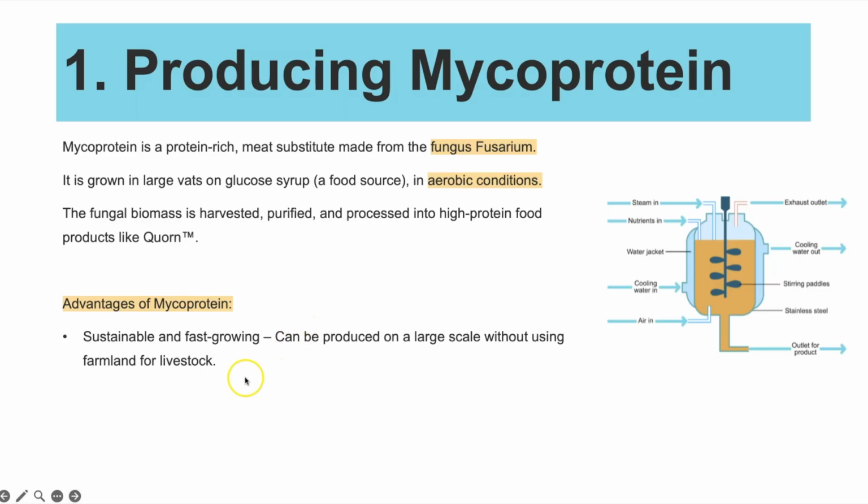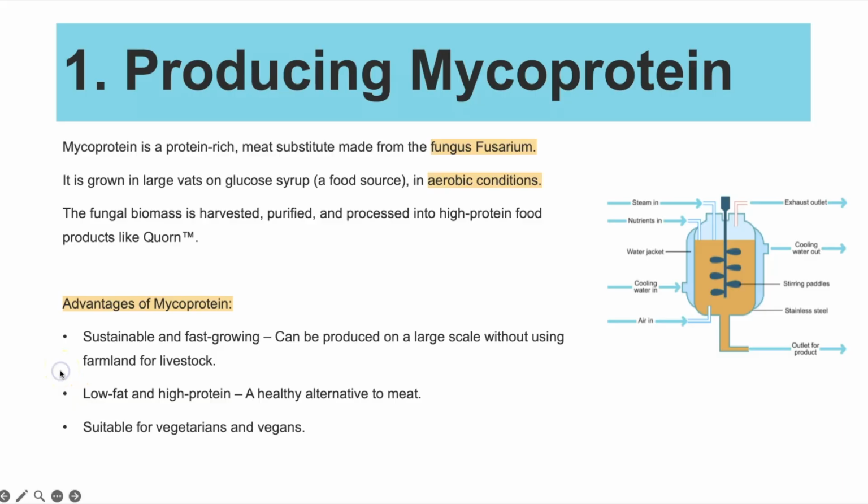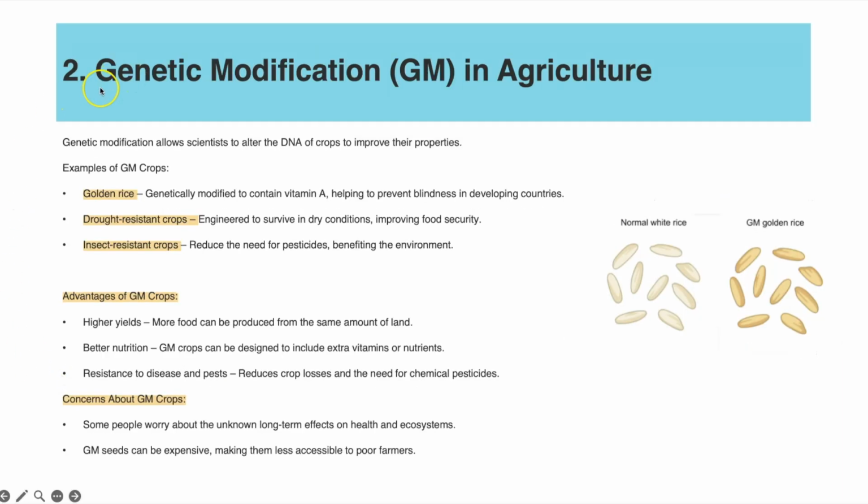So the advantage of it is it's a sustainable way to grow food and it's very quick to make. It's actually very low fat and high protein, so it's a healthy alternative to eating meat as well. And it's suitable for vegetarians and vegans. Next option is genetic modification in agriculture. So this is when scientists can alter the DNA of crops to improve certain properties.